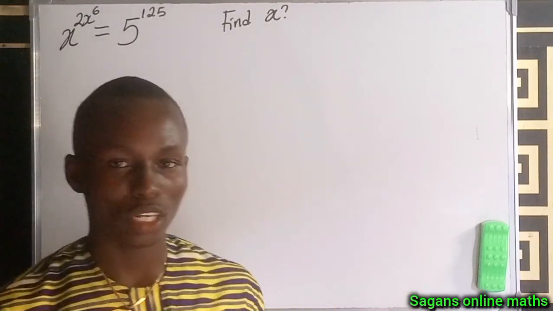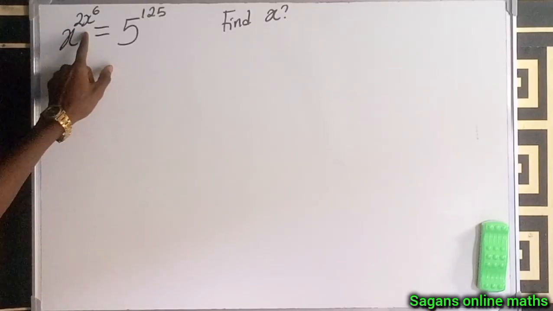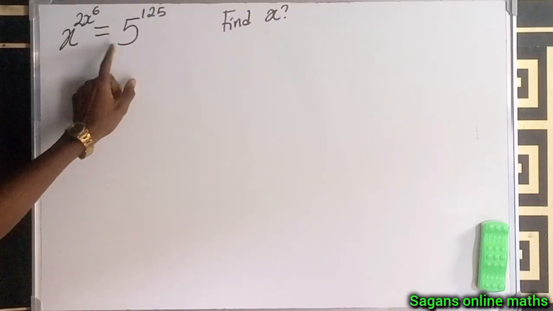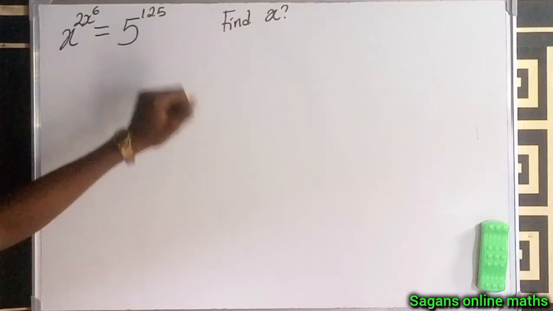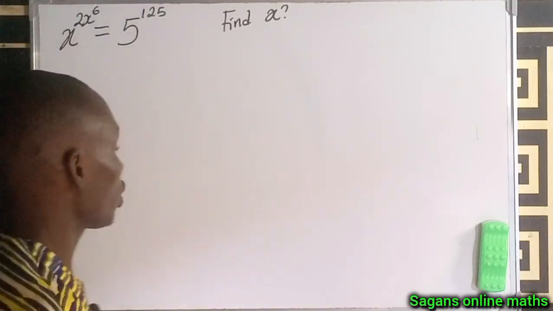Let's solve this question together. Now look at what you are given. You're given that x to the power 2x to the power of 6 equals 5 to the power 125. We are asked to look for the value of x. Now let's not waste our time.